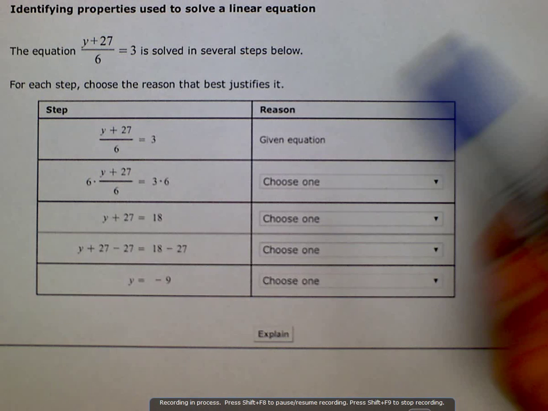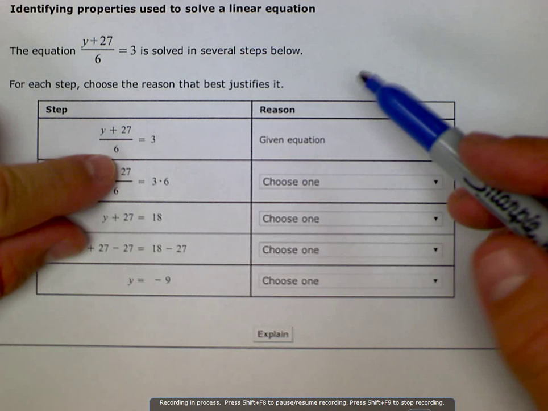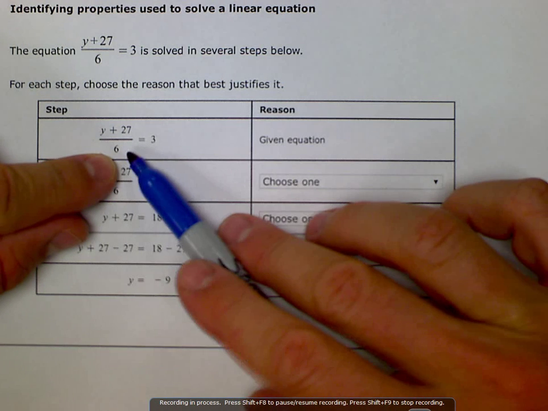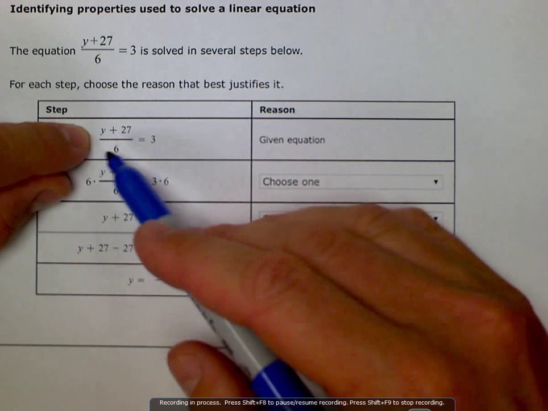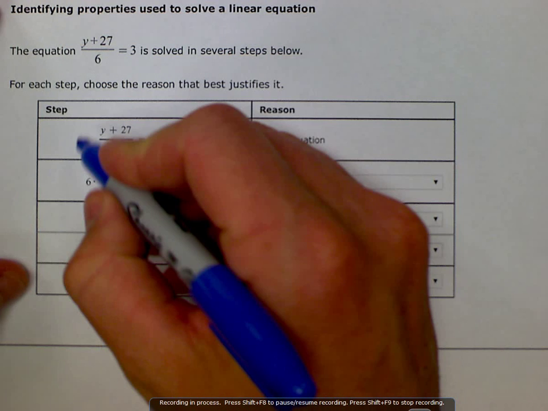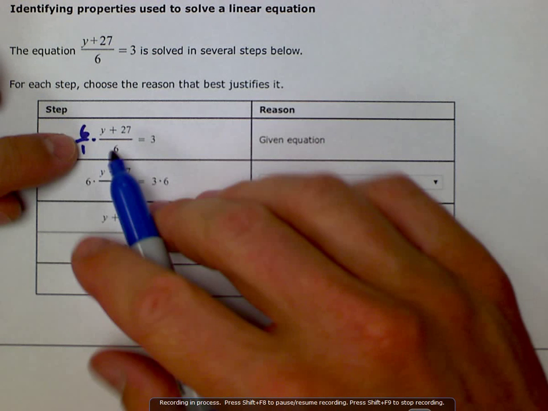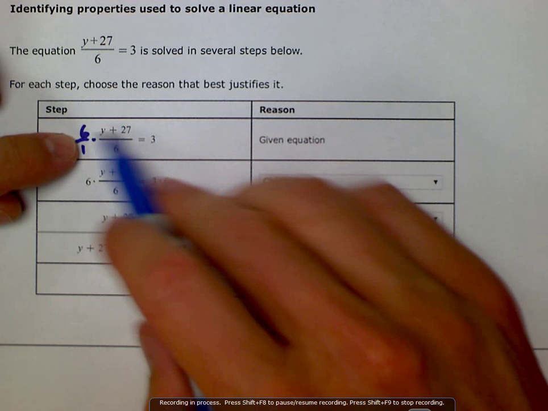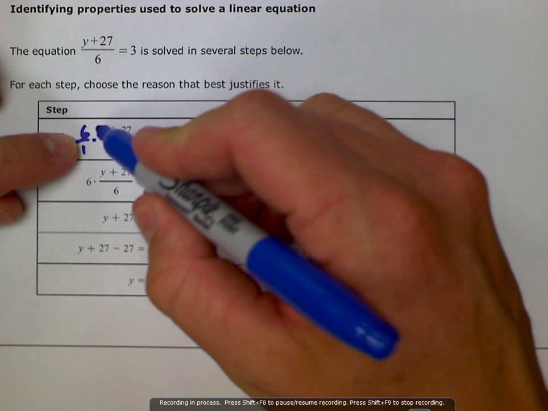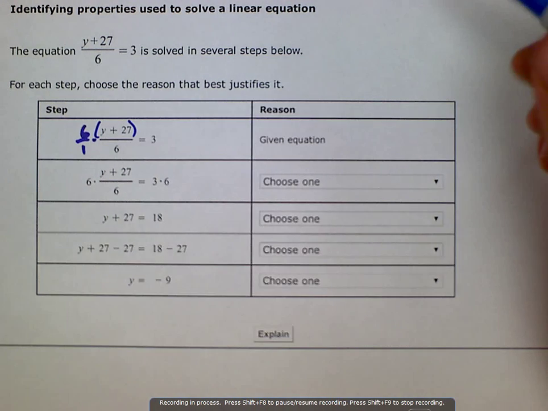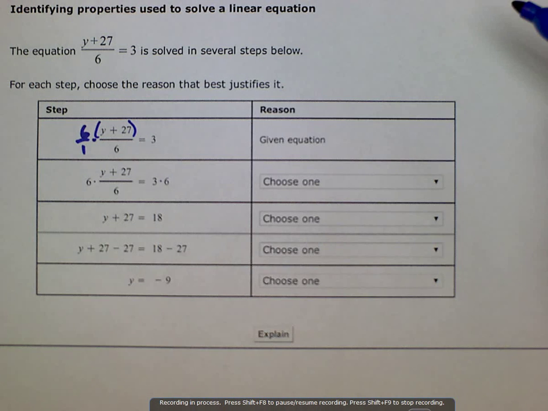So first we have the given equation, and then in the second part we see that in order to take care of the large fraction bar, we multiply 6 to each side. That way, if we multiply 6 over here, 6 is the same thing as 6 over 1, right? Then we have a fraction problem where we're multiplying fractions and we have a 6 on top and bottom, and they will cancel, leaving us with the y plus 27. Now, the only way we can justify this is by doing the same thing to both sides, and that's what they're looking for.